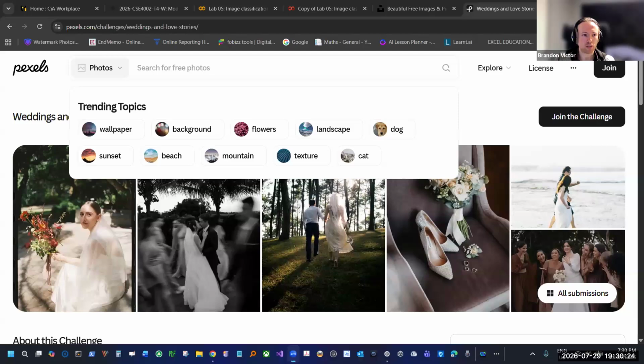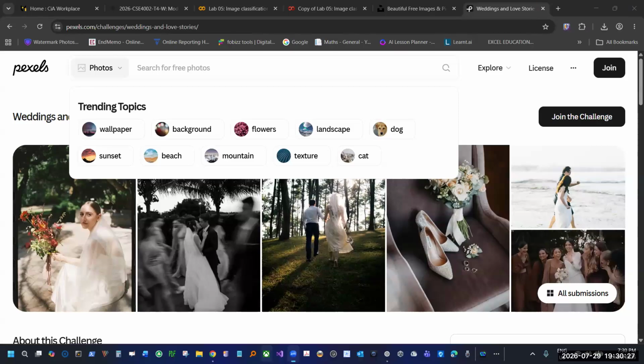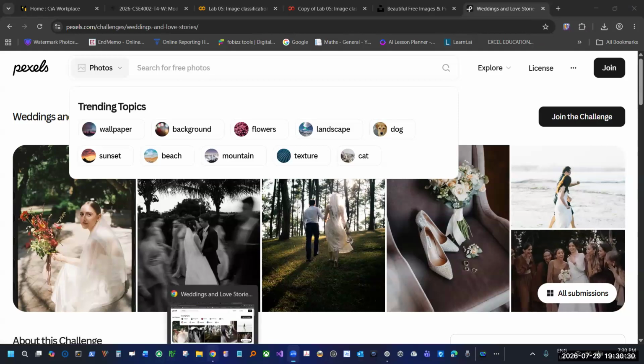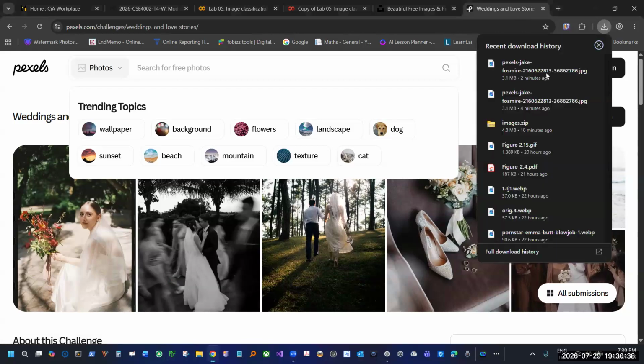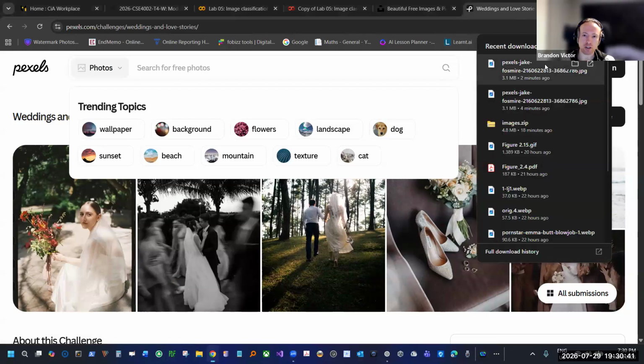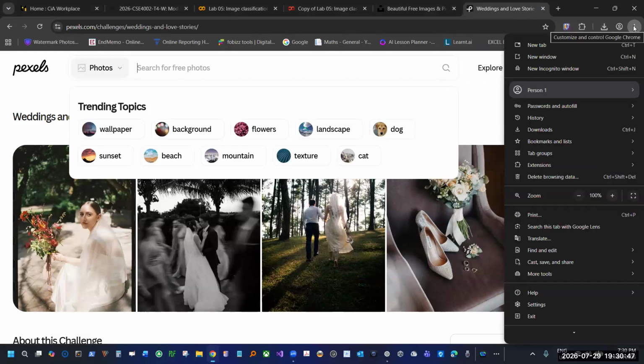All right, can you share your screen? Let's have a look at what you're working with. So what browser are you using? Chrome. Cool. All right. So have you downloaded an image that you want to use? Downloaded here. Okay. Can you go to the three dots to the top right? Click that and go to downloads.